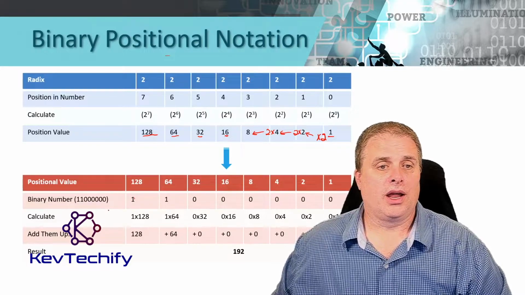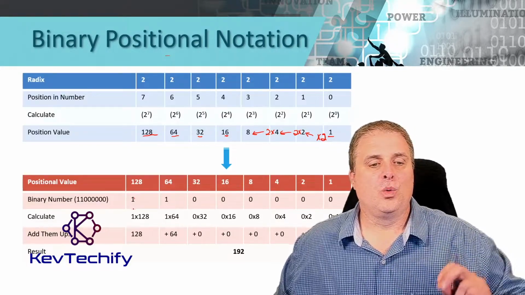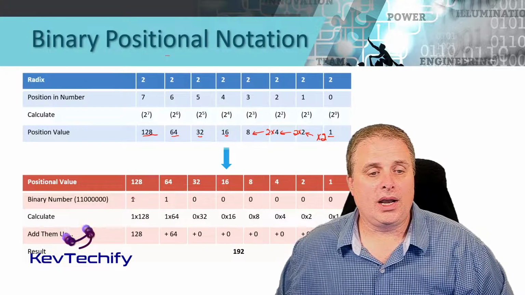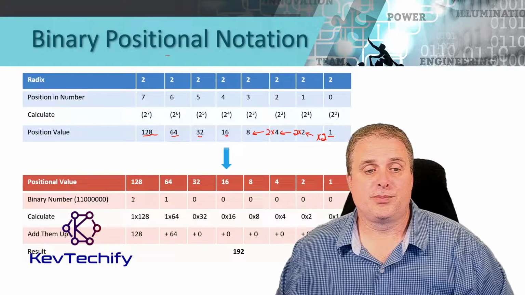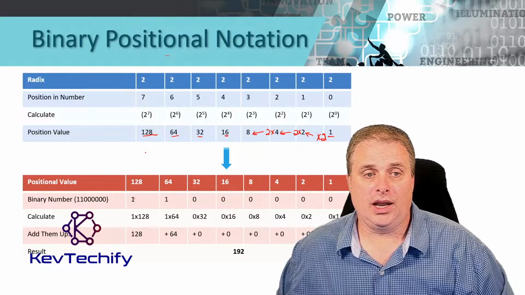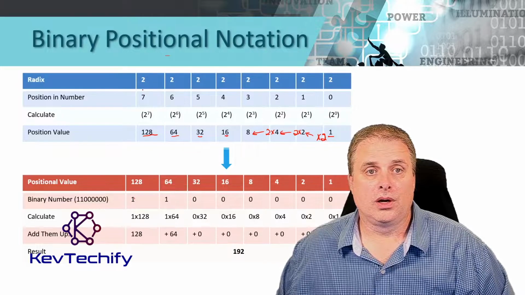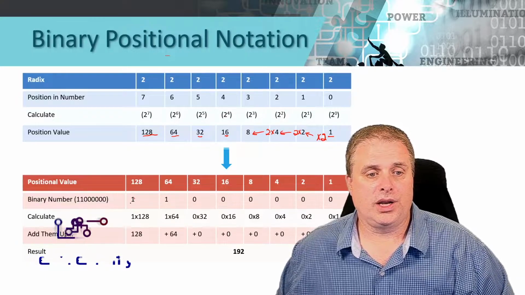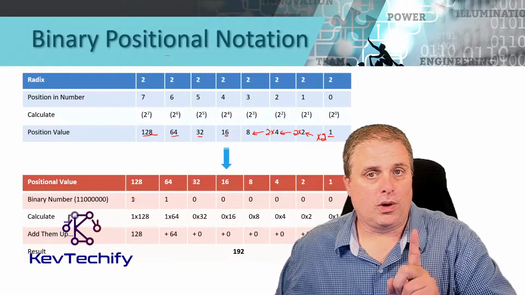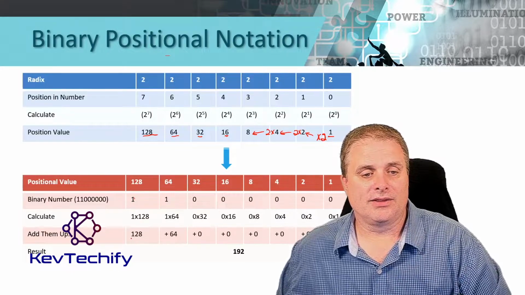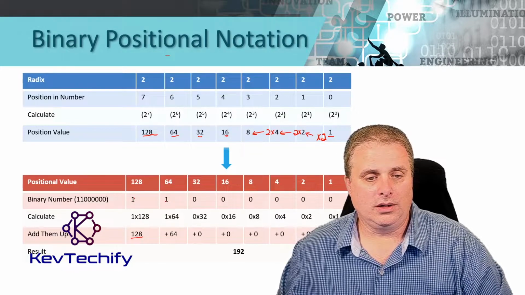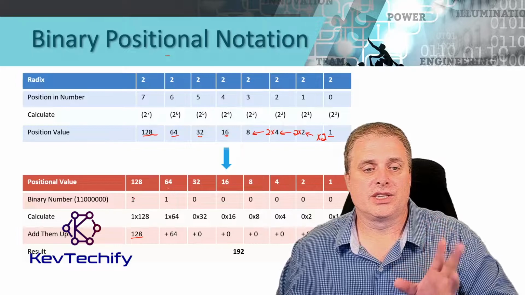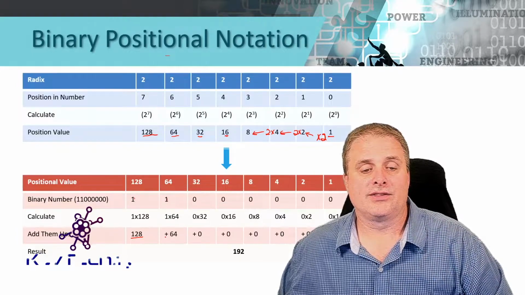Now we calculate it out. And remember how we did that calculation. We did the number times the positional value. So we have the number right here, number 1, times the positional value. Positional value here is 128. We got that from going through our positional notation using our Radix and our position number. Number 1 times 128, that gives us 128. 1 in the 7th column has a positional value of 64, so 1 times 64, that gives us 64.